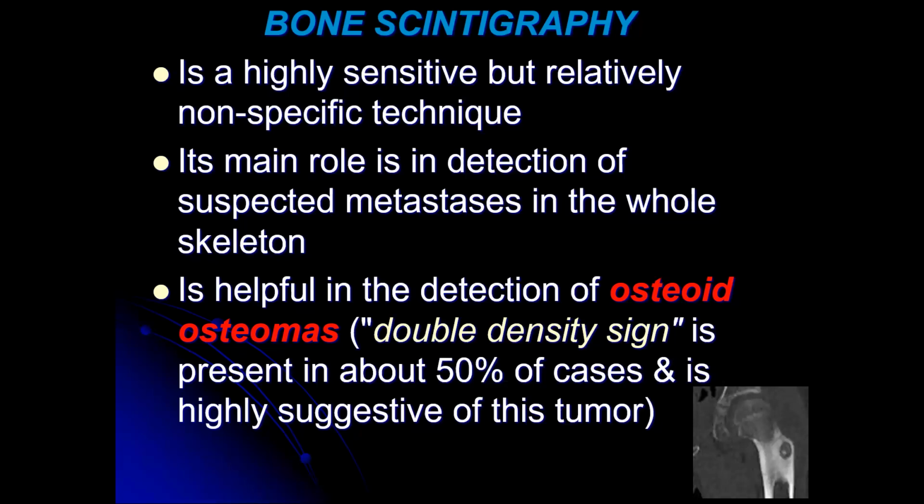Patients coming with such lesions and symptomatology, a scintigraphy might localize them, and it will give us the double density sign. What I mean by double is where you have a decreased uptake, then you have an increased uptake, and in the center, you have calcification. This is typical of an osteoid osteoma.